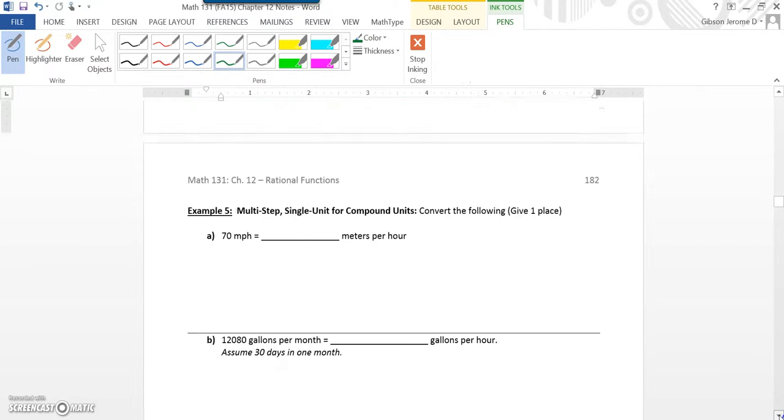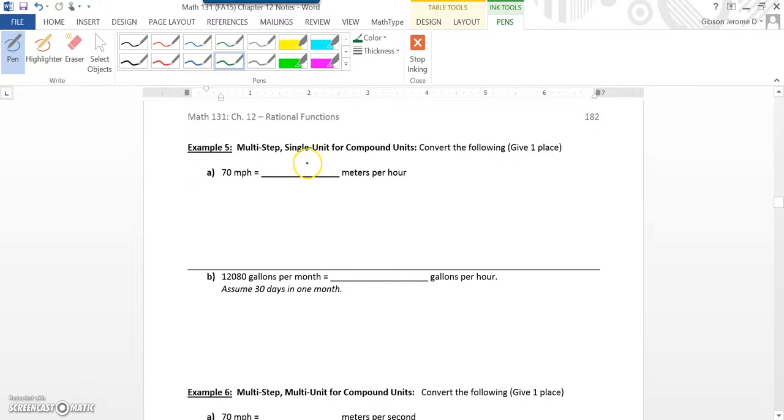Now we go on to the next page. It says multi-step single unit for compound units. Convert the following. Give 1 place. So this is 1 decimal place. So we want to go from miles per hour to meters per hour. So we have 7 miles, and this per 1 hour. That's what per hour means. Now we need to just convert miles to meters, and we can leave the hours the same.